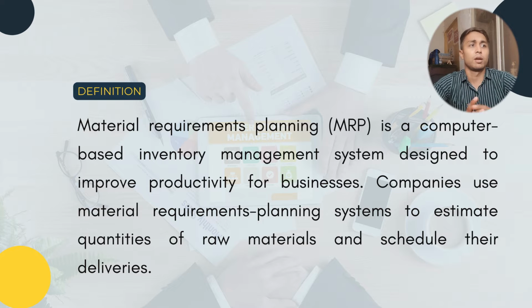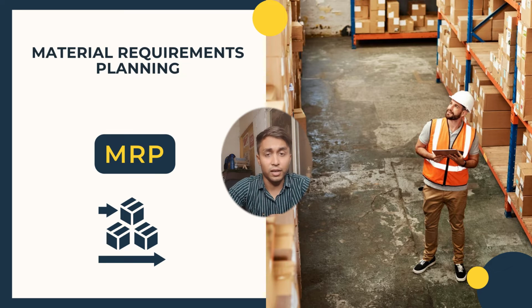So material requirement planning is a computer-based inventory management system designed to improve the productivity of the business. Companies use the material requirement planning (MRP) system to estimate the quantity of the raw material and the schedule of the deliveries. So this is the definition. Let's try to understand in detail what MRP is.